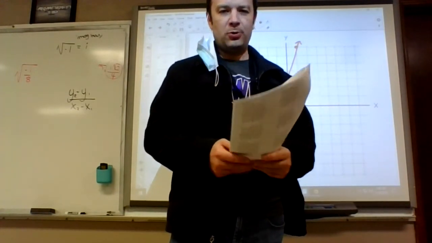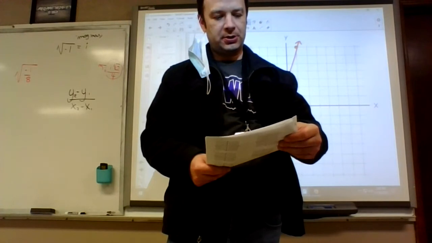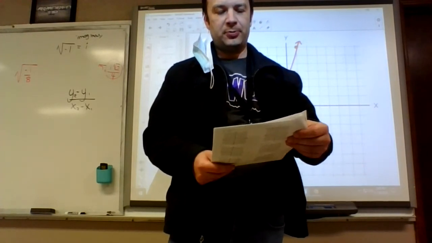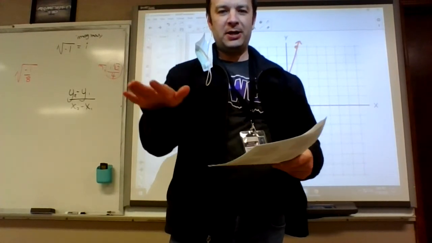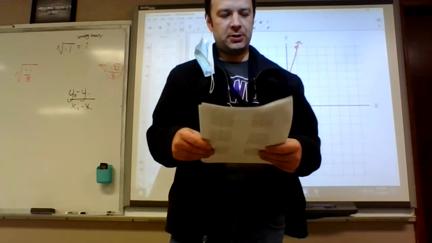Okay. On number 1, just to remind you guys, to find the slope on a line, you go rise over run. Rise and run to find the slope. I'm not talking to you guys.